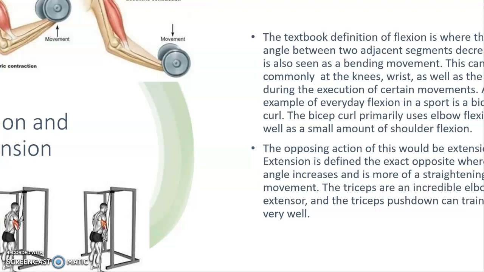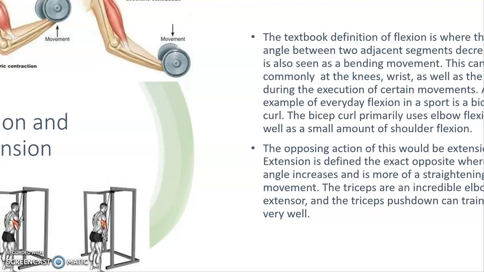So firstly, we're going to start with flexion. The textbook definition of flexion is where the angle between two adjacent segments decreases. It is also seen as a bending movement. This can occur commonly at the knees and the wrist as well as the elbow. We kind of already touched upon this.